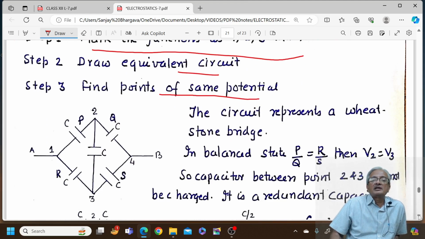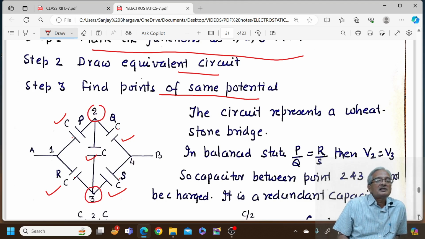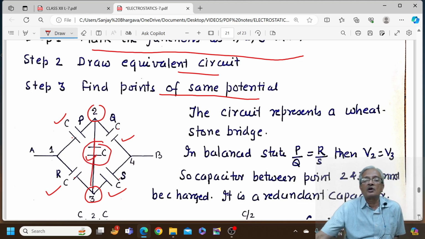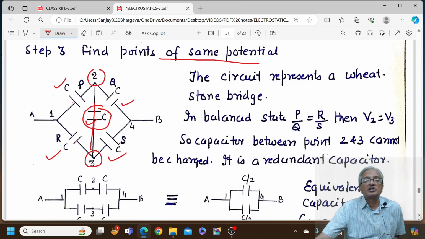This circuit would represent a Wheatstone bridge. Between 1 and 2 there is a capacitance, between 1 and 3 there is a capacitance, between 2 and 3 there is a capacitance, between 2 and 4 there is a capacitance, and between 3 and 4 is a capacitance. Here this is called P, this is Q, this is R and this is S. If P upon Q is equal to R upon S, then what do we find? The potential of point 2 and potential of point 3 are equal. That means there would be no flow of charge in this branch of the system. This capacitor would be then called the redundant capacitor or a useless one, which is not charged.